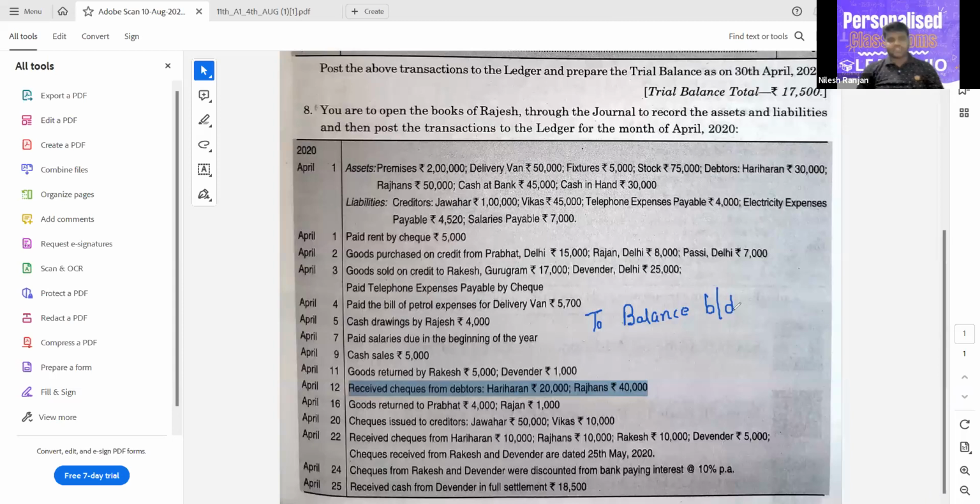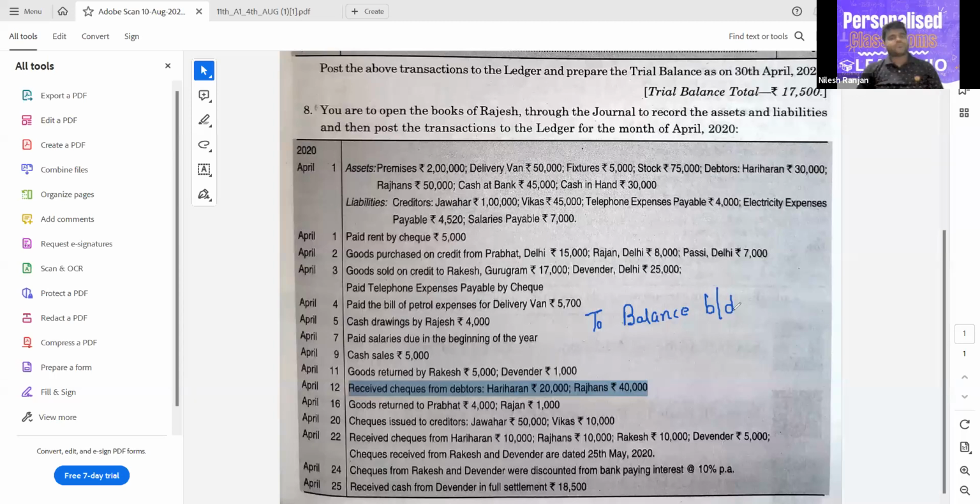Jawahar. Yes, sir. Jawahar account on the credit side, we will write by balance BD 1 lakh. And in Vikas account, we will write on the credit side by balance BD 45,000.